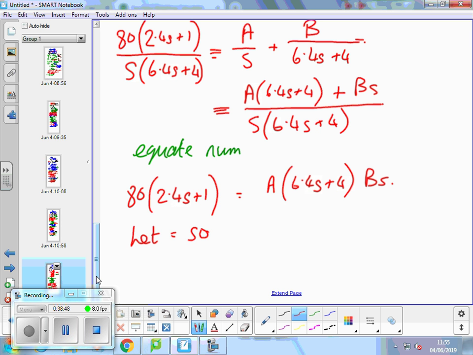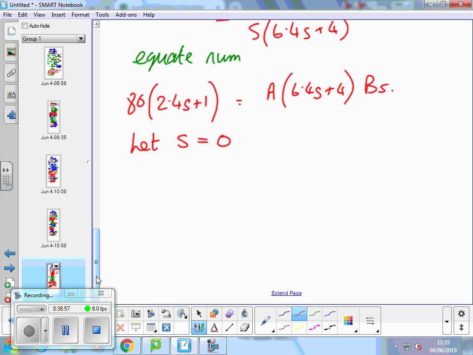At s equals 0, that bit is just 1, so it's 80 times 1, which is equal to 80, equal to A times 4. A equals 80 over 4 equals 20. So we'll get that far.